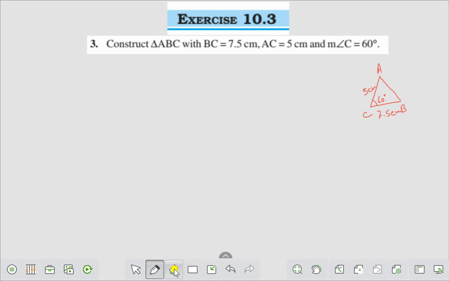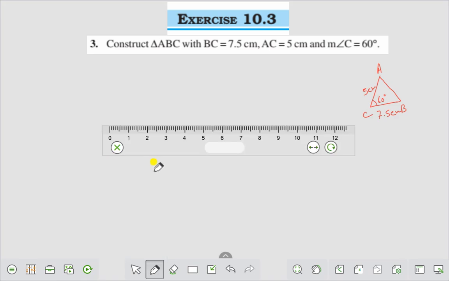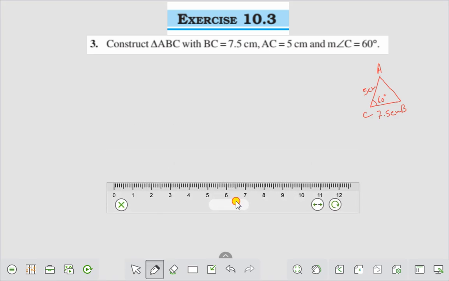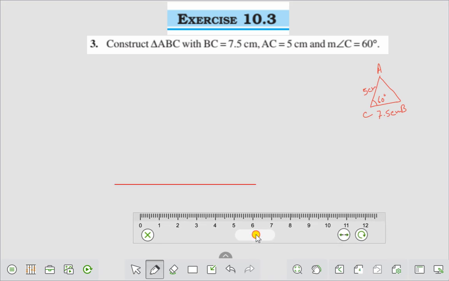First of all, take a ruler. With the help of this ruler, take a length of 7.5 centimeter. You see here, this is exactly 7.5 centimeter. And this is CB.